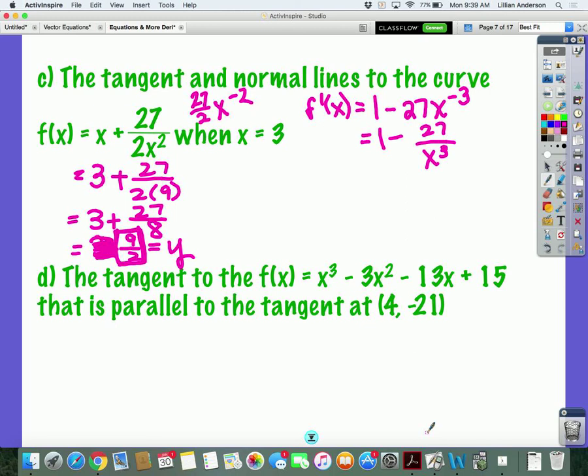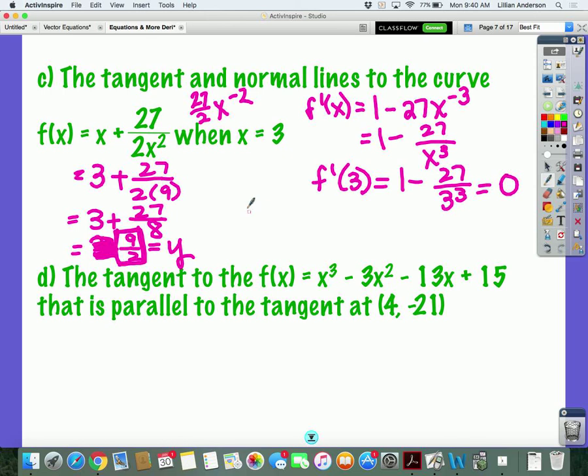How do we find it at 3 specifically? Plug it in. 1 minus 27 over 3 cubed, which is nothing but 27. So you have 27 over 27, which is 1. 1 minus 1 is 0. If the tangent line has a slope of 0, that means the tangent line is a what type of line? It is horizontal.